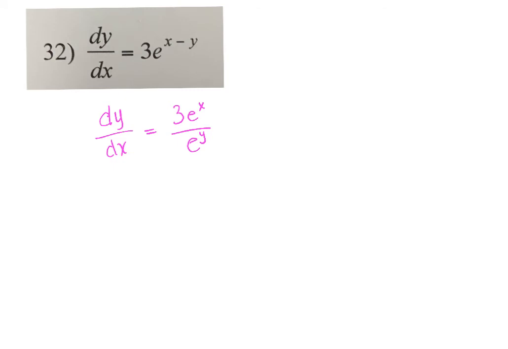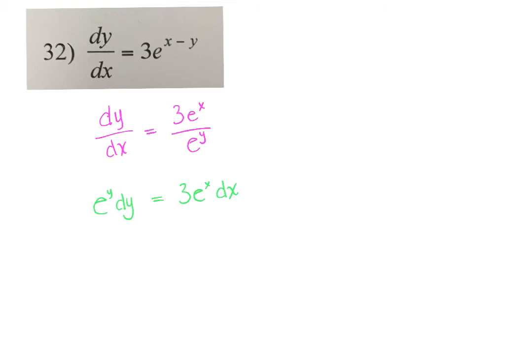Does that make sense? And so then when I'm doing this, of course, I want to do separation of variables, meaning I want my y's with my dy and my x's with my dx's. And so that's what I'm going to do. I'm just going to multiply both sides by e to the y. So I have e to the y dy, and then multiply the other side by dx. So 3 e to the x dx.